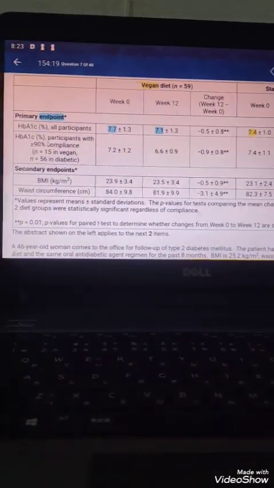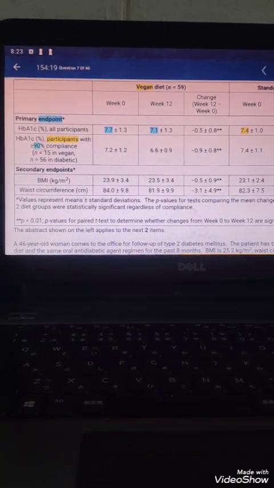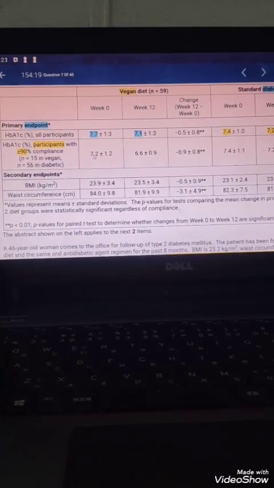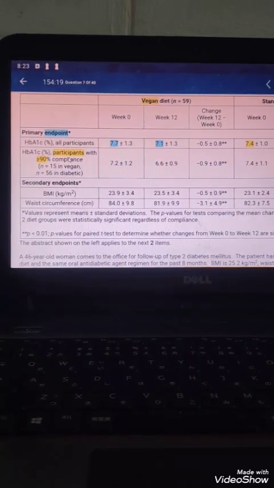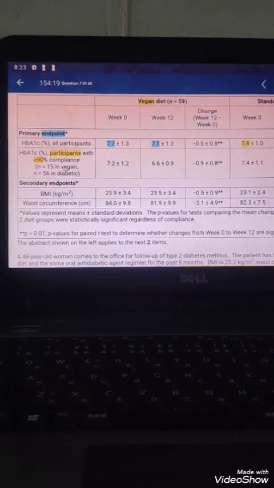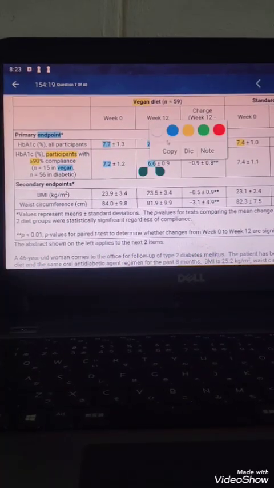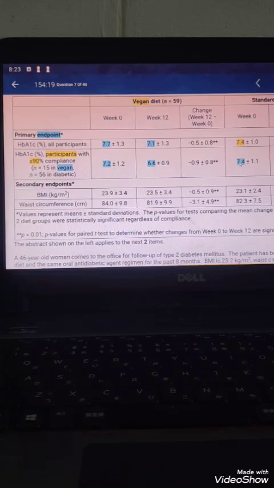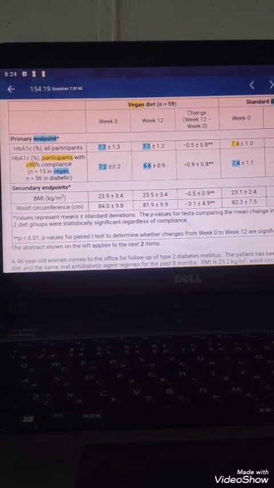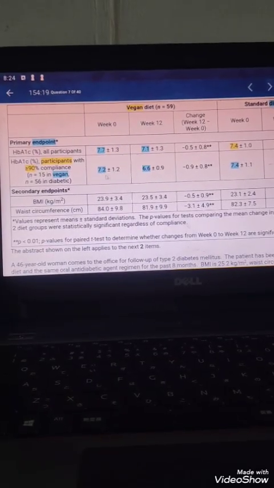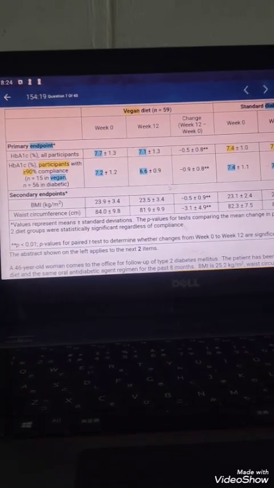Now in those participants with greater than 90% compliance, these were the results in those patients who are really compliant to the diet. The HbA1c was initially 7.2, then it reduced to 6.6, and with the standard diabetic diet it was 7.4 to 7.2. So when the compliance was higher, we saw a big difference with the vegan diet. Why? Because the patients were a lot more compliant and strictly followed the protocols.